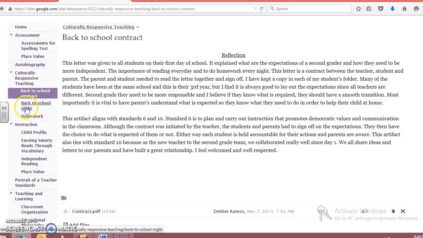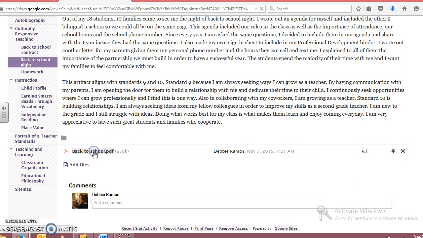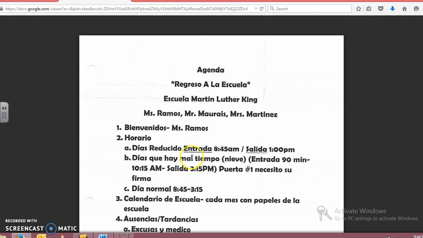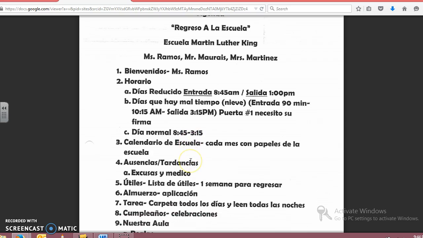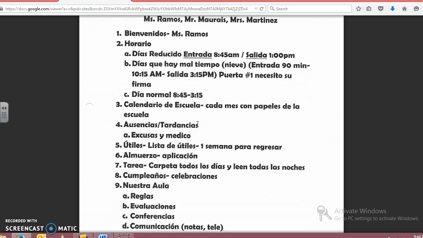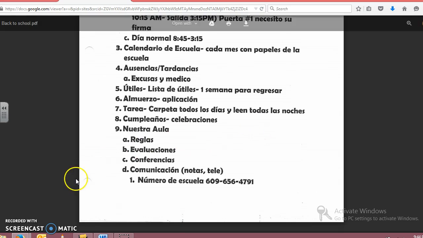Another thing that I created during back to school night was an agenda in Spanish for the parents so they can better understand our daily routine and any questions that they may have regarding school. We are one of the biggest schools in Trenton, and we are the mega bilingual school. So many times our students get bused from different locations throughout the city, and a lot of times we don't get to see the parents every day. So I try to cover everything so parents can get familiar with the procedures.